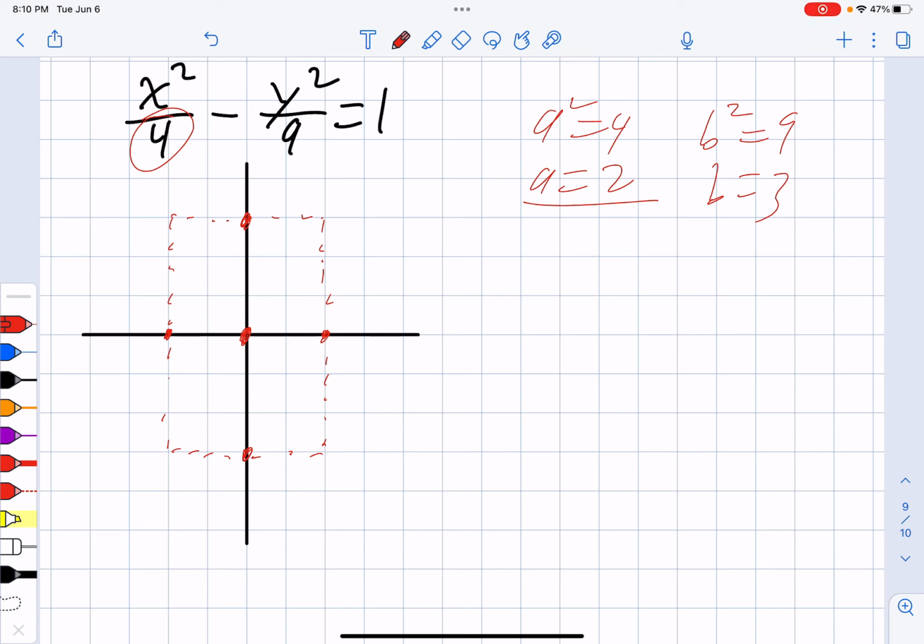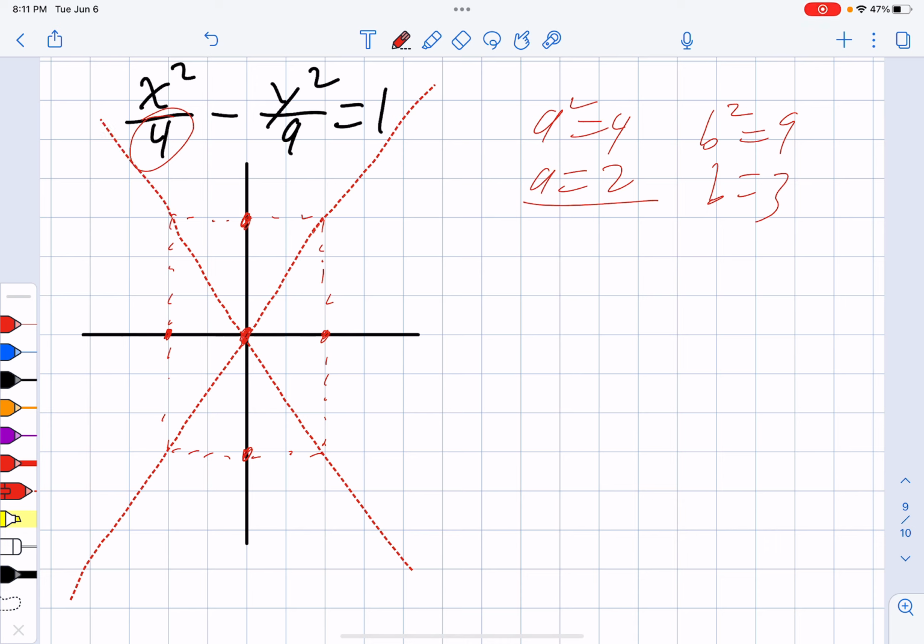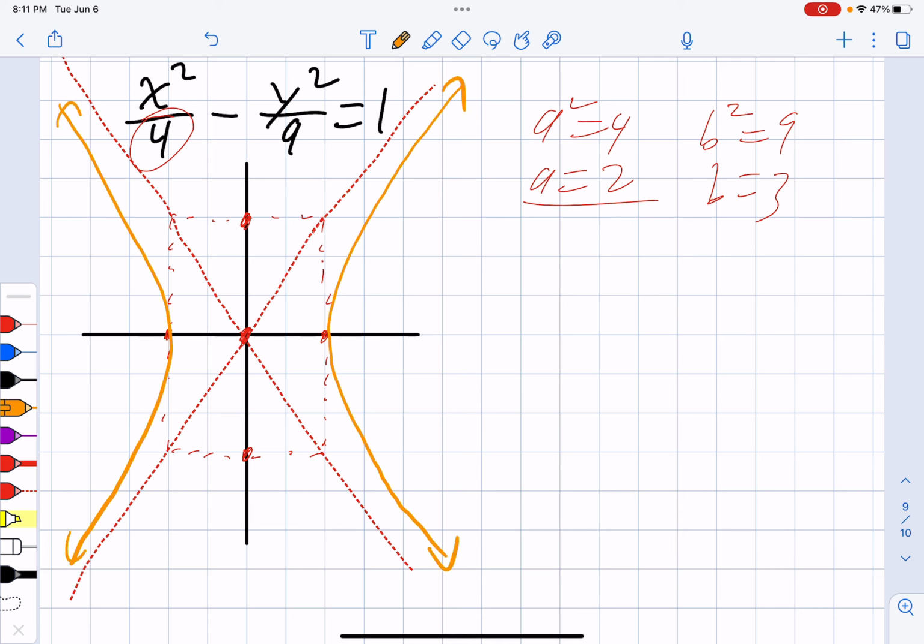I'm going to draw in the diagonals of that box, which turn out to be our asymptotes. Now I'm going to go ahead and sketch the graph. So the hyperbola is going to approach those asymptotes and hit those vertices that I calculated. All right, so I should throw some arrows on there to be accurate.